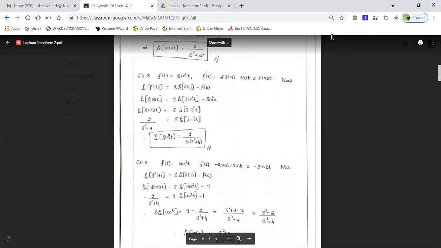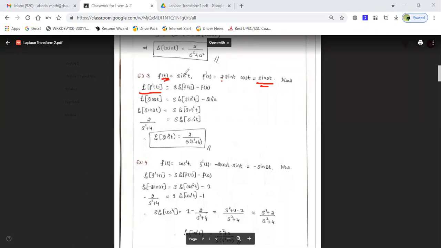So now what do I want? It is the Laplace transform of f dash of t that I need. So the Laplace transform of f dash of t will be equal to s into L of f of t minus f of 0. So what is f dash of t? F dash of t means sin 2t here. So the Laplace transform of sin 2t is equal to s into L of sin square t, because this is my f of t, minus f at the point of 0.